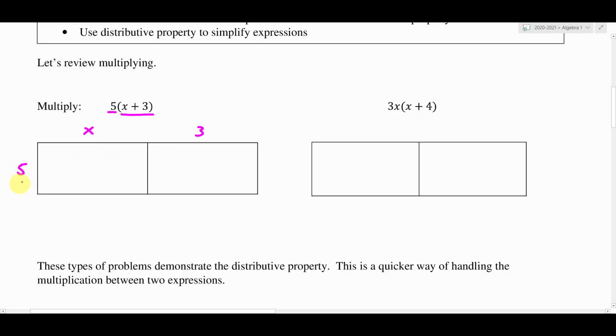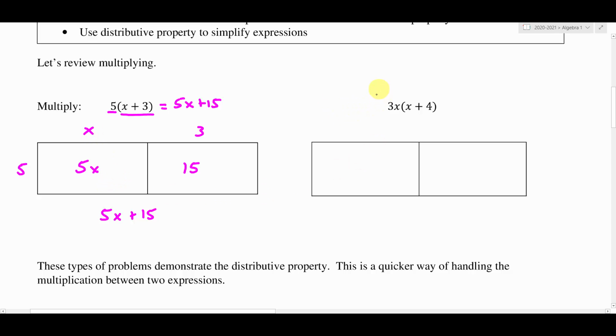All right, so here we go. So now when we go to multiply, we take length times the width, or height times the length, whatever you want to refer to it as. But we do 5 times x and we get 5x, right? And then we do the same thing over here. We do 5 times 3 and we get 15. And then to get the entire area of this rectangle, we add the boxes together, right? So we got 5x plus 15. Okay, so we could say 5 times (x plus 3) equals 5x plus 15. All right, so these are equivalent expressions, right? And we found that using the area model.